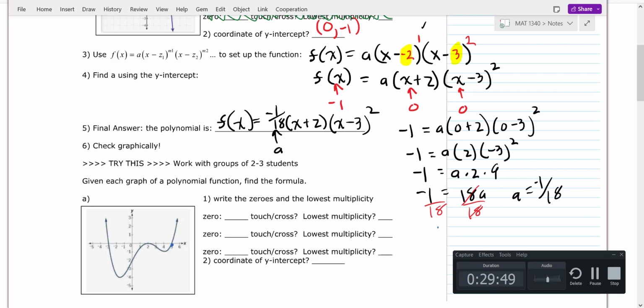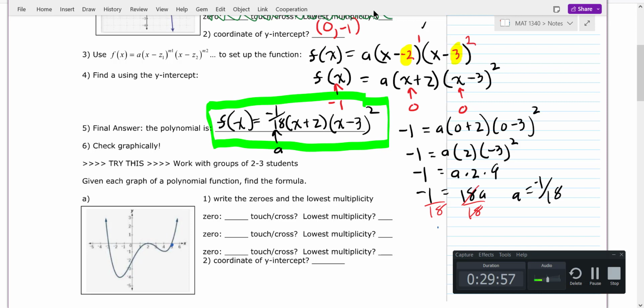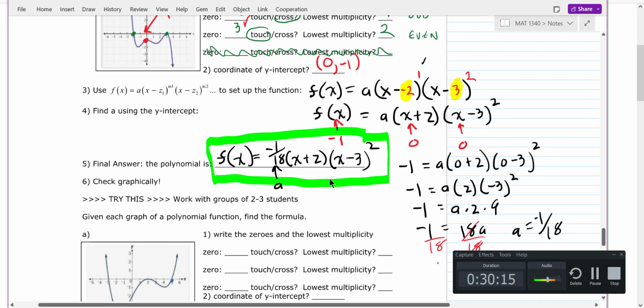Probably the most challenging part of the problem to me is the last part, getting the zeros plugged in correctly, and then plugging the y-intercept in. And again, you could graph this on the calculator, and it would look just like the graph I gave you. So you have that ability to do that. Any questions?